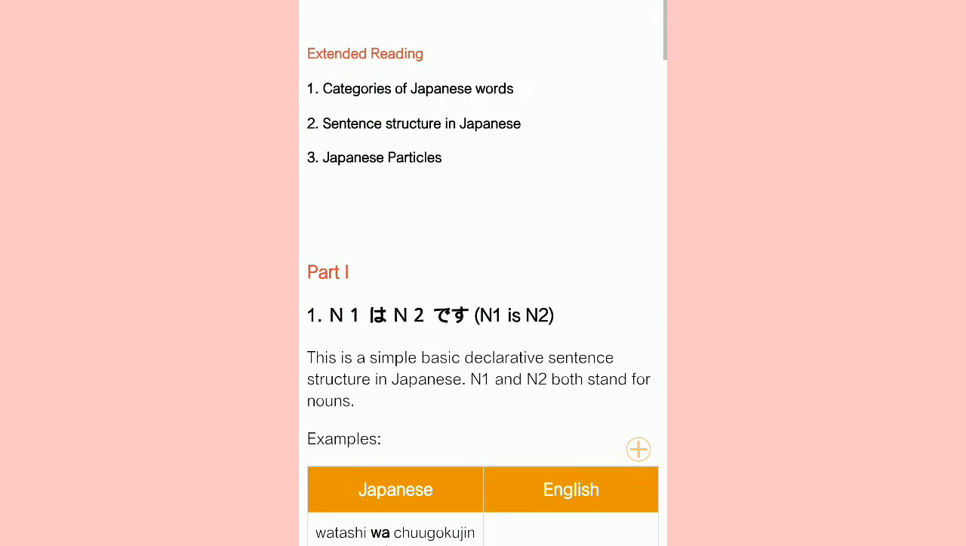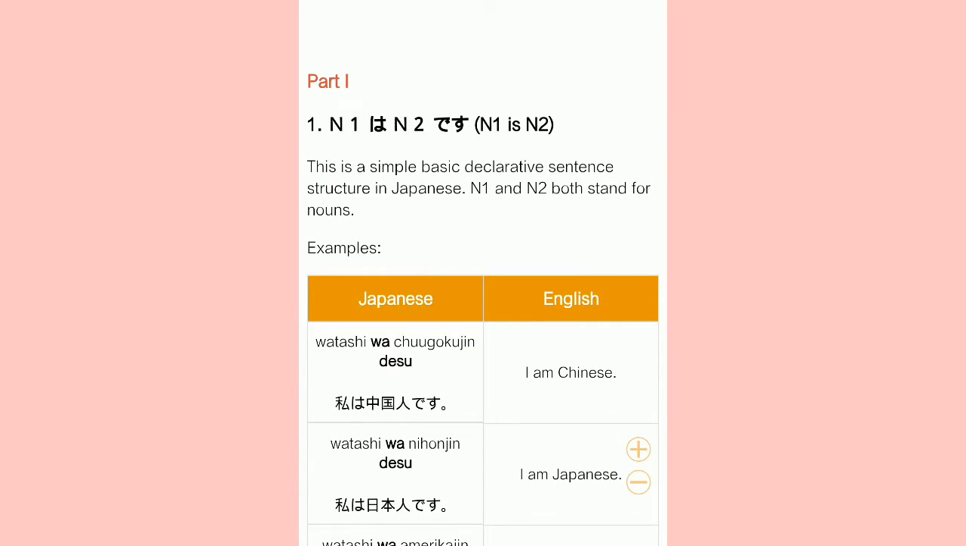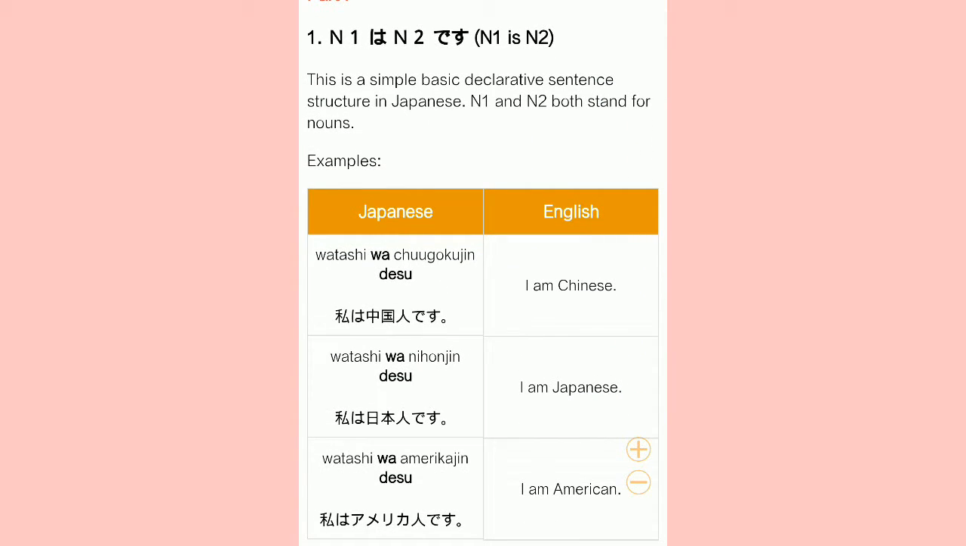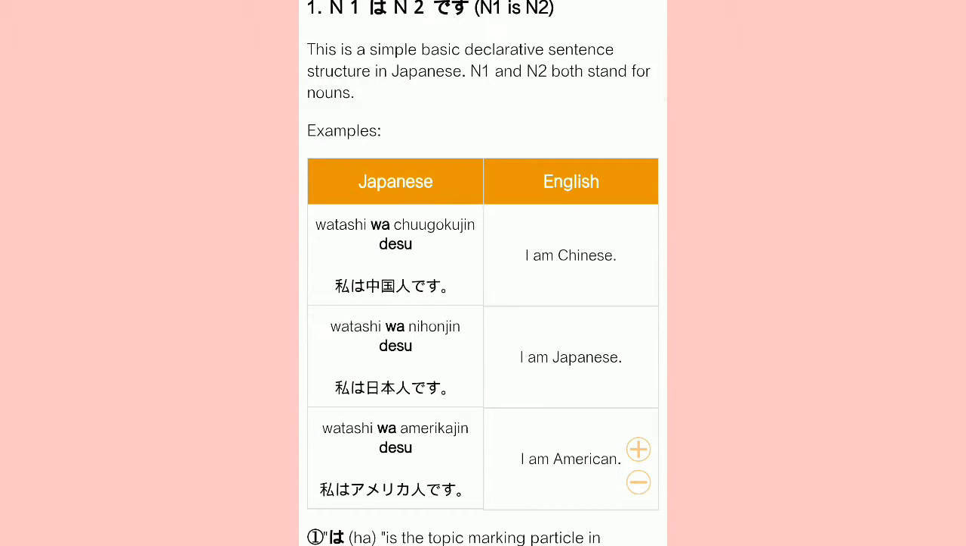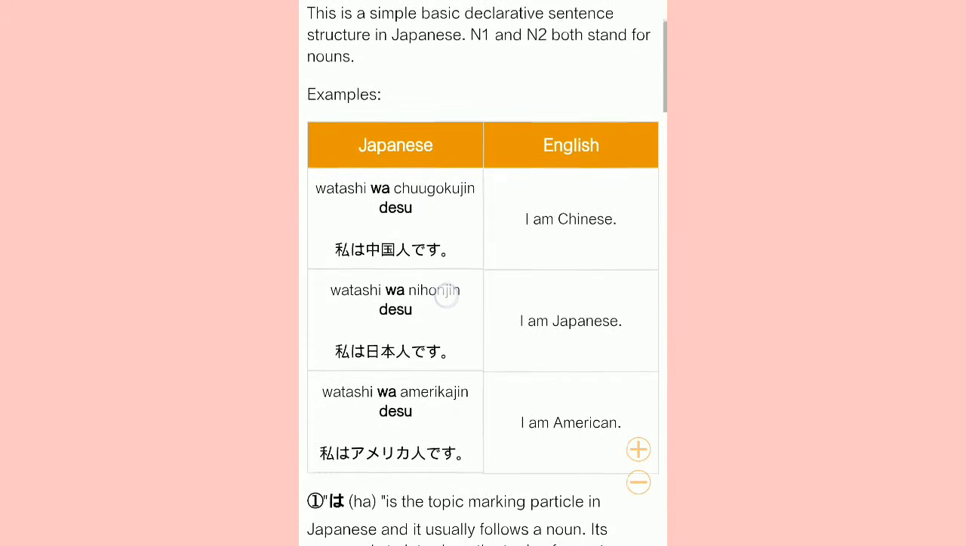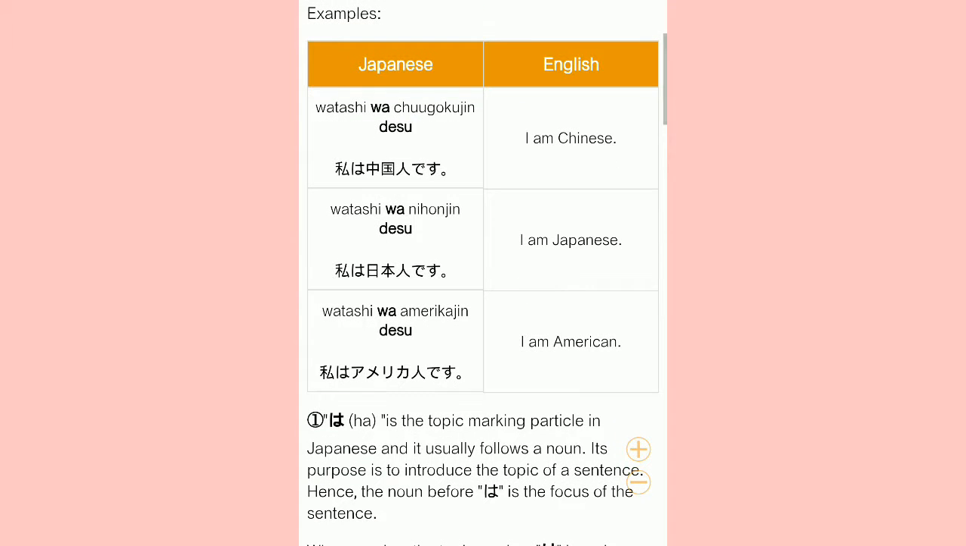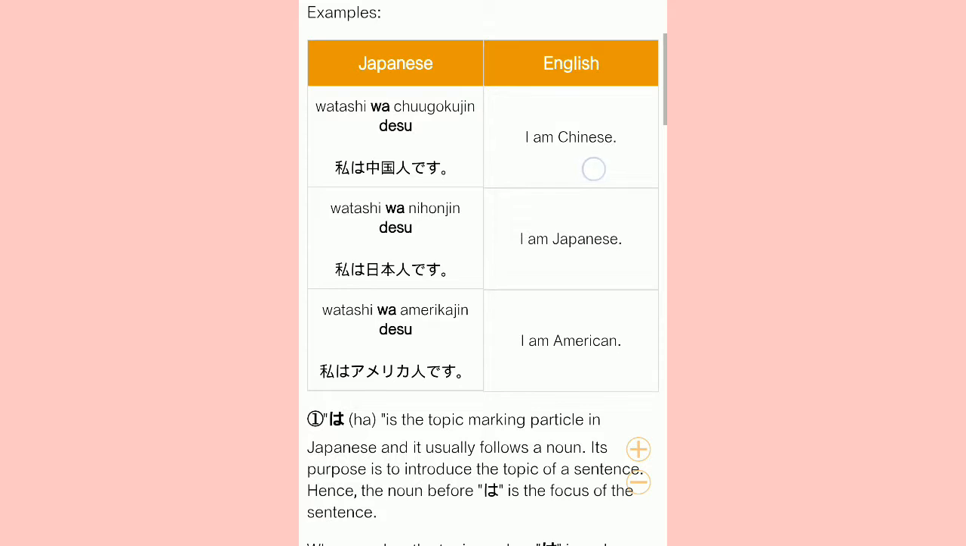Okay, extended reading: the category of Japanese words, sentence structure in Japanese, and particles. First of all, nouns, the simple basic declaration sentence structure in Japanese. Noun 1 wa noun 2 desu. Watashi wa chugokujin desu. I am Chinese.